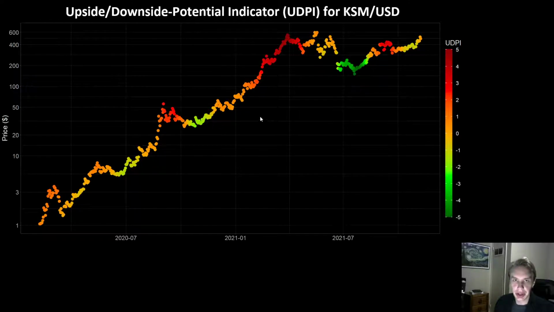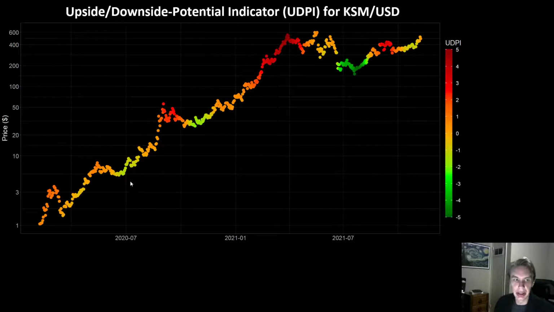So if you're returning to the channel, you're probably familiar with these types of graphs. What I'm showing you is the price of Kusama over time, with the price in logarithmic form. Each dot is a day, and each day corresponds to the output of our risk indicator, the upside downside potential indicator, or UDPI. A score of 5 is high risk. That's when the upside potential is quite low and the downside potential is quite high. A score of -5 is when the downside potential is quite low and the upside potential is quite high.